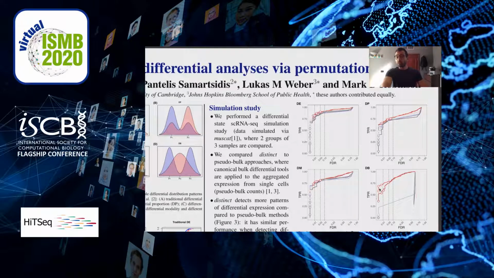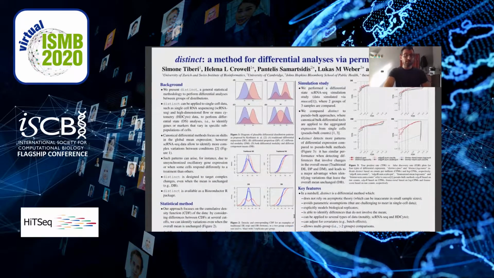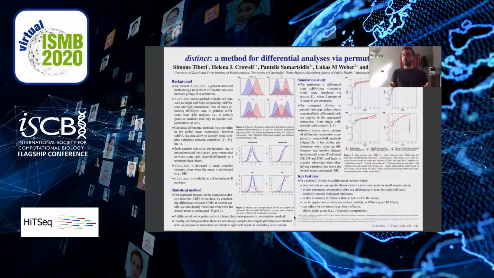But it leads to a major advantage when it comes to a pattern such as DB, which is this one here that leaves the overall mean unchanged. And it's trivial because obviously pseudo-bulk methods are targeted to detect changes in the mean. And this is exactly what we aim to obtain with the method, something that would capture changes between groups of distributions or groups of single-cell data, regardless of whether these changes concern the mean or not.